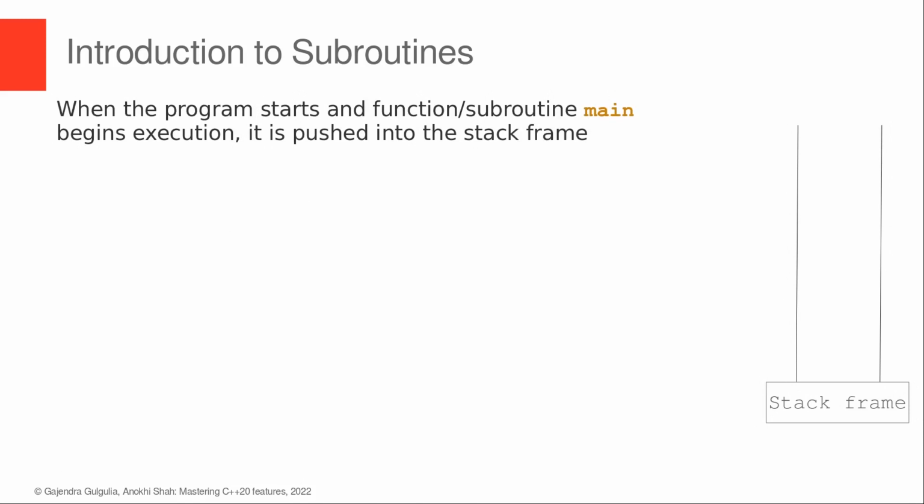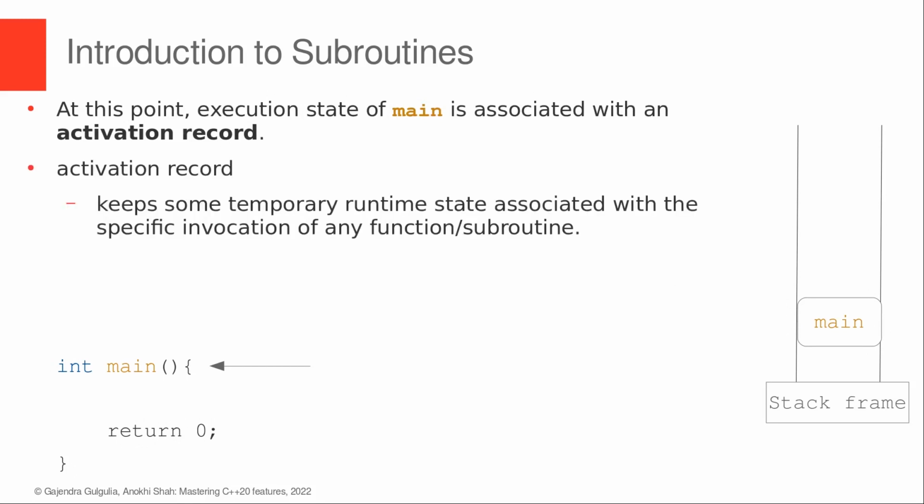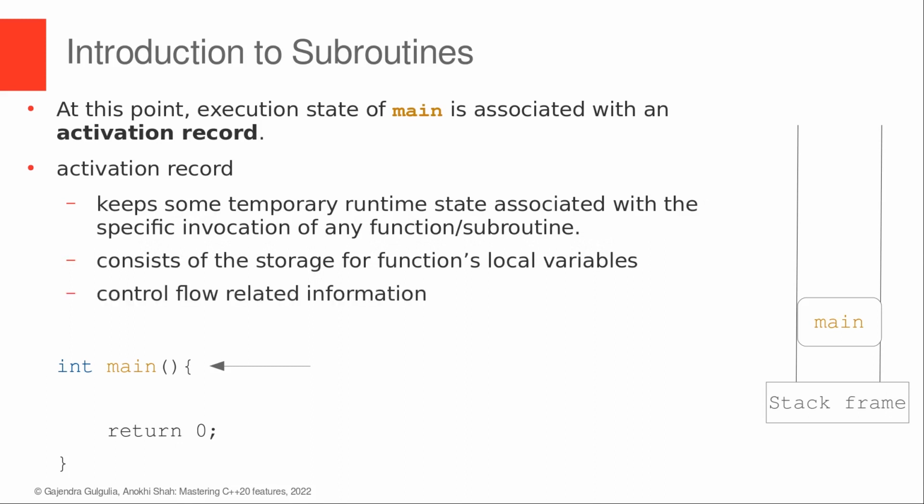When the program starts and function or subroutine main begins execution, it is pushed into the stack frame. At this point, the execution state of main is associated with an activation record. What is an activation record? Activation record keeps some temporary runtime state associated with the specific invocation of any function or subroutine. For example, in this case, main has its own activation record. Activation record consists of storage for the function's local variables and control flow related information.